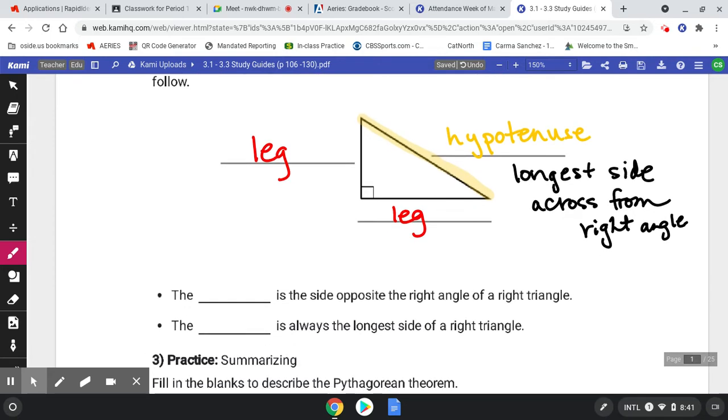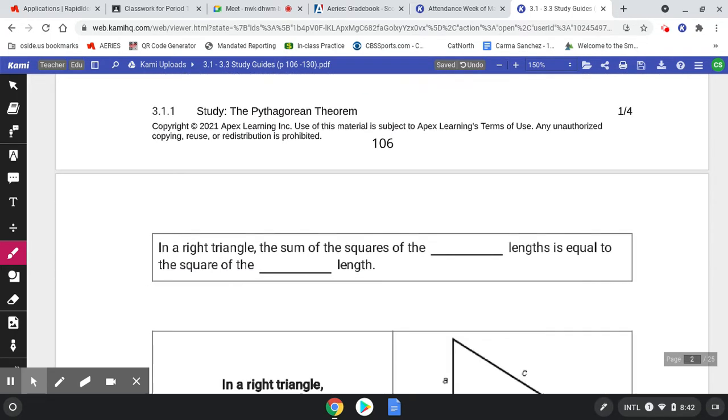Okay, now we've got some fill in the blanks with those same words down here with what we just said. The hypotenuse is the side opposite the right angle, and the hypotenuse is always the longest side of the right triangle. Okay, let's go to the next page. In a right triangle, the sum of the squares of the leg lengths is equal to the square of the hypotenuse length.